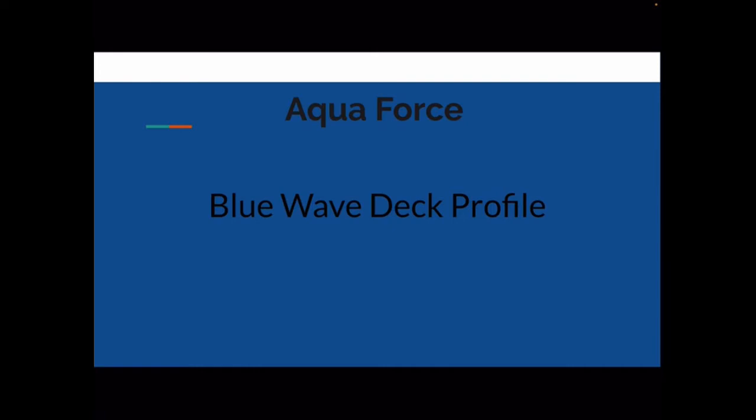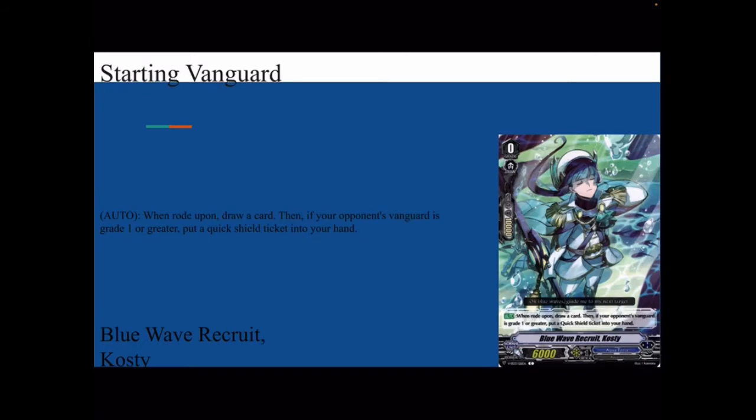Now let's get started. First up, the starter is Blue Wave Recruit, Kosti. 6k base, 10k shield. Auto, when rode upon, you get to draw a card, and then if your opponent's Vanguard's a grade 1 or greater, you get a quick shield ticket. So it's basically the standard starter ability. You get a draw out of it, you get a quick shield ticket.